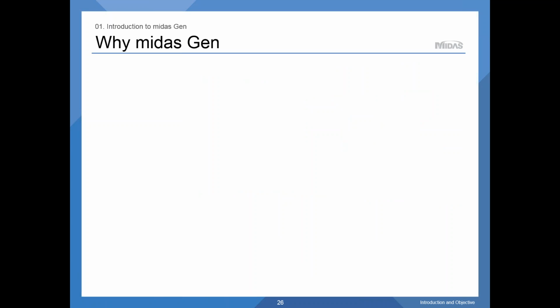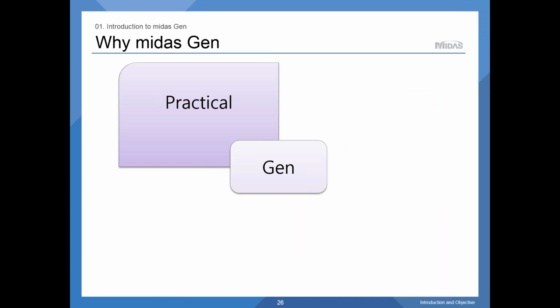Why Midas Gen? Basically, Midas Gen has four advantages. The first one is practical. When I say practical, I mean it covers all kinds of projects including RC, steel, SRC, PSC, and composite, as we discussed earlier as well. So basically this comes as a one-stop solution for you, which serves as an integrated solution as well. And it's very user friendly and very easy to use, as it has a GUI based interface.